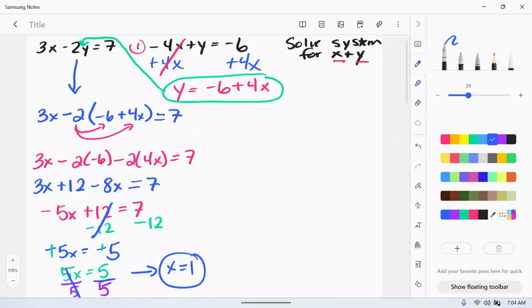So now I know the value of x, but I still need the value of y. So I'm going to take my x, I'm going to plug it back into my other equation. So I have y is equal to -6 plus 4, and now I'm going to replace the x with a 1. Okay, I'm going to make it very clear, very easy to follow.